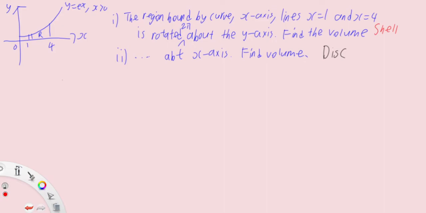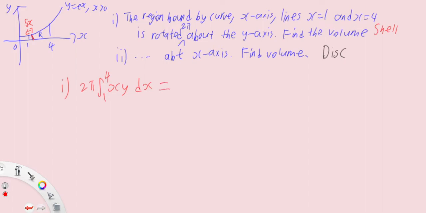So for the first part, it will be 2 pi x y dx. A very easy way to figure out what variable we are integrating with respect to is to find the width of one of the disks or one of the shells. So over here, we notice that our shells have width delta x, so it will be dx. Very simple, the limits will be 1 to 4, because we are looking at x equals 1 to x equals 4. So we just perform our integration.